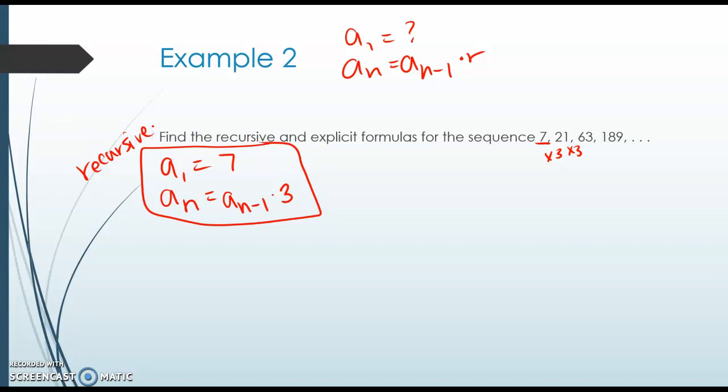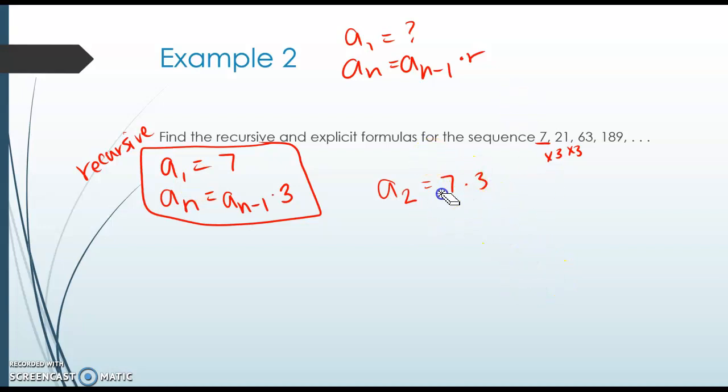You may be saying, Ms. Curry, that just seems way too easy. I promise you that's it. That is all. And what this means, this a sub n minus 1, if I'm looking for a sub 2, I'm going to take the fact that a sub 1 was 7, and I'm going to take 7 times 3. That's all that recursive formula means.